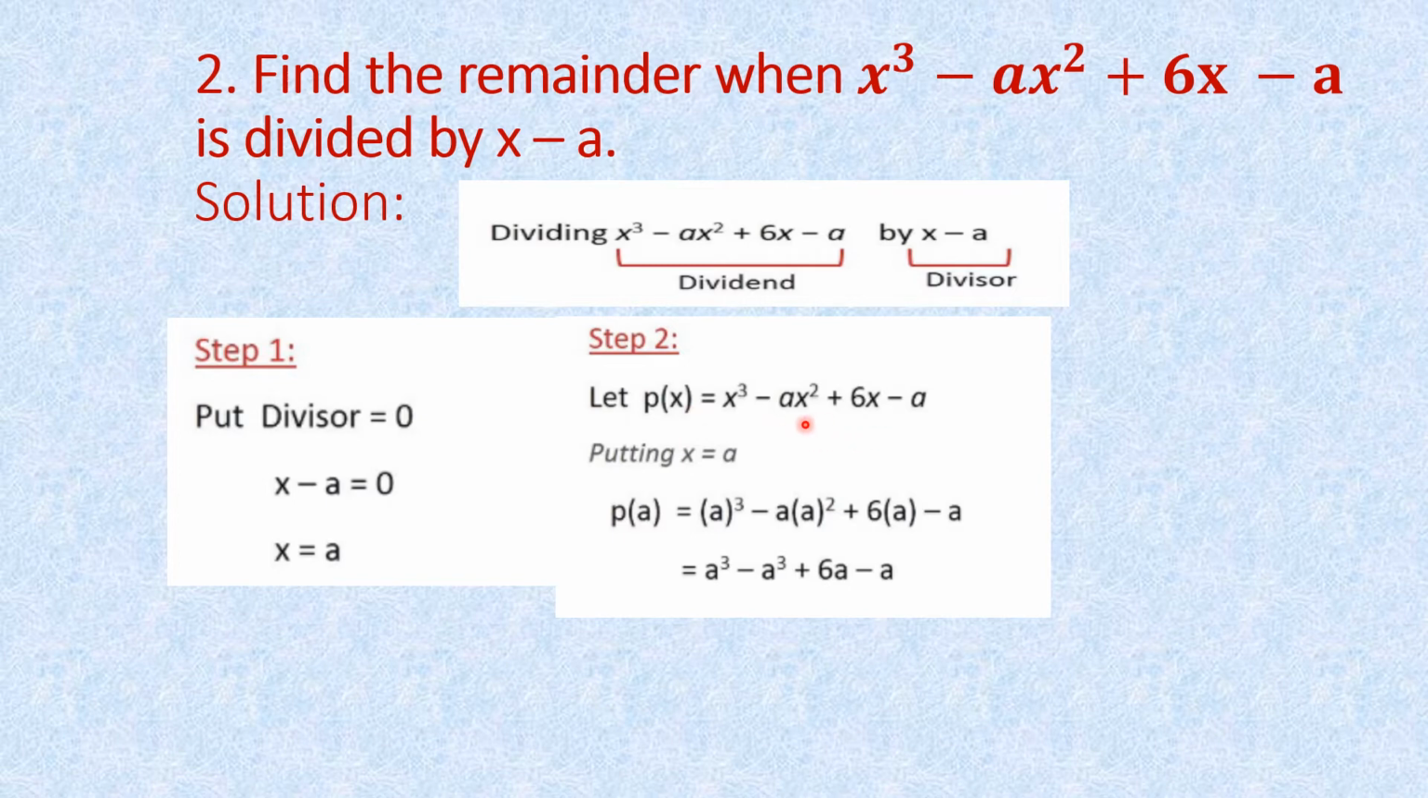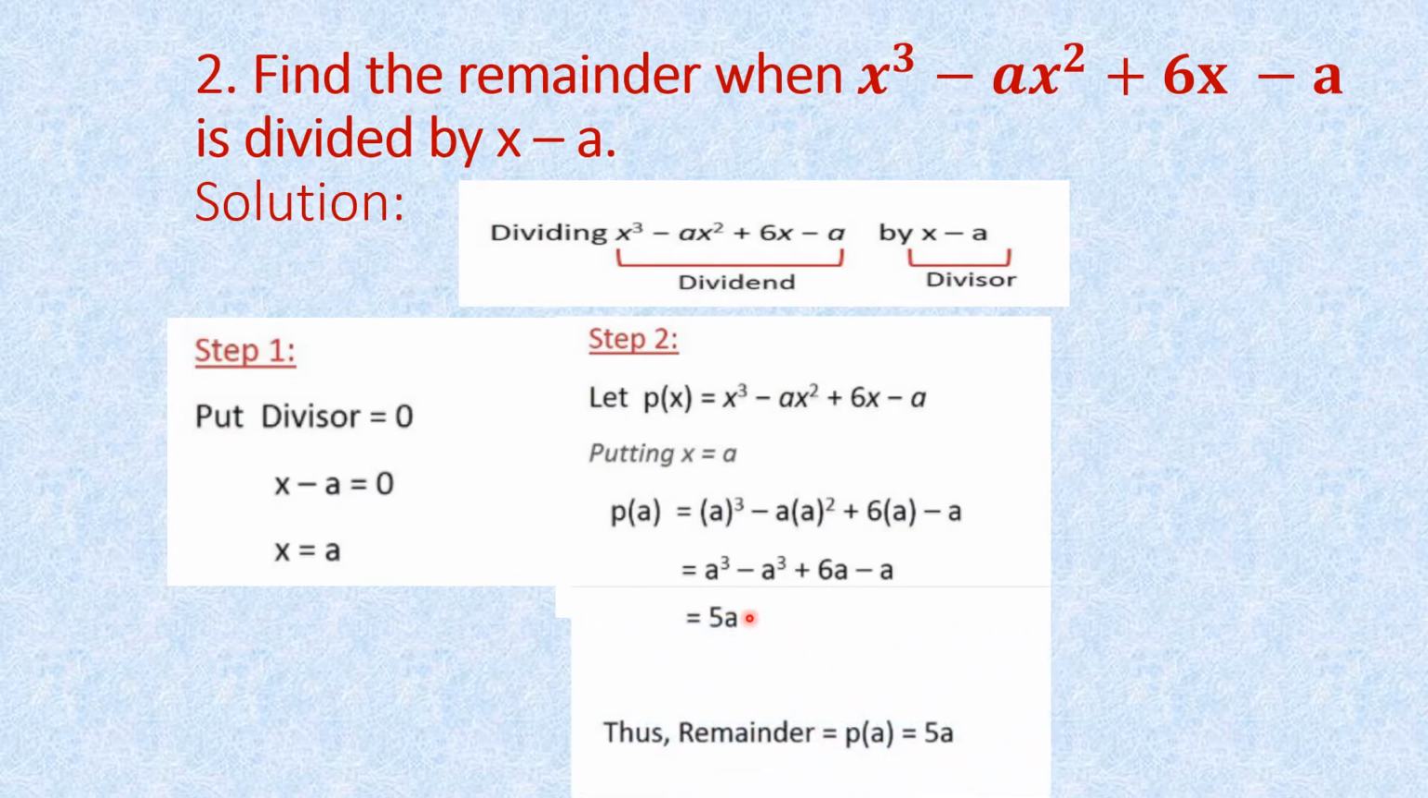Step 2. Let p of x, we consider the dividend as p of x. Let p of x is equal to x cube minus ax square plus 6x minus a. So substituting the value of x is equal to a in the dividend, x cube becomes a cube minus a into a square plus 6 into a minus a. When we solve this, we get a cube minus a cube plus 6a minus a. Here plus a cube and minus a cube becomes 0, plus 6a minus a is 5a. Thus remainder p of a is equal to 5a.